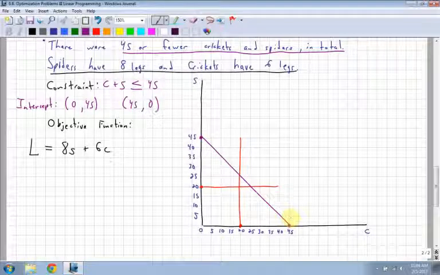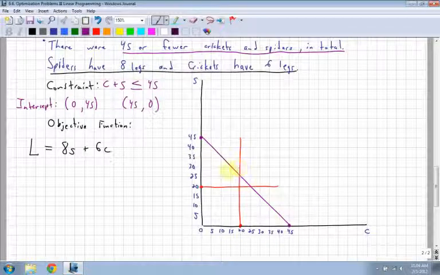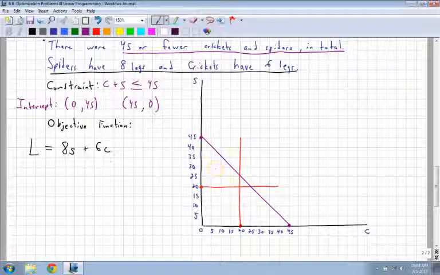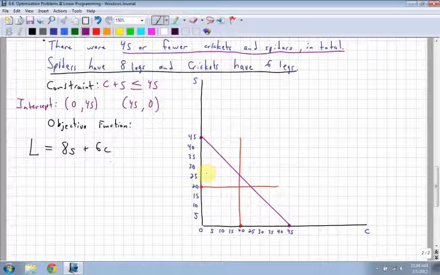Now that they're connected, I need to figure out where my region is. Okay, well, let's see here. It's got to be less than this line, it's got to be greater than this line, and it's got to be less than this point. Well, I think it's in this region here, but again, you have to kind of check a point just to test, right? So let's pick this point here. So it's 0, 25. So 0 plus 25 is 25. Is that less than or equal to 45? Yes. So my region is here.